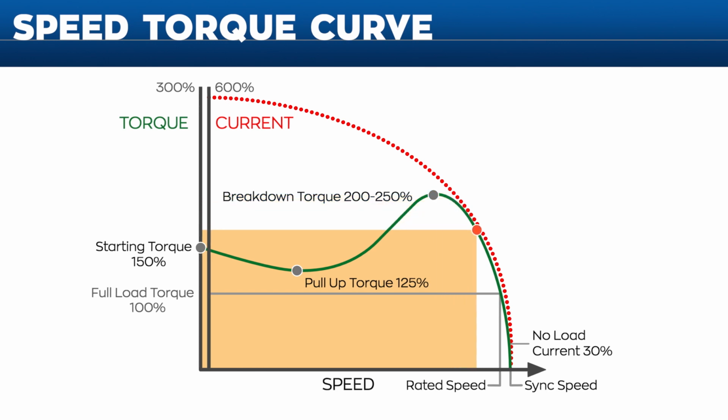When the motor has accelerated itself to its rated speed, the motor should be producing between 80 to 100% of its rated torque. That is, of course, if the machine has been designed properly.